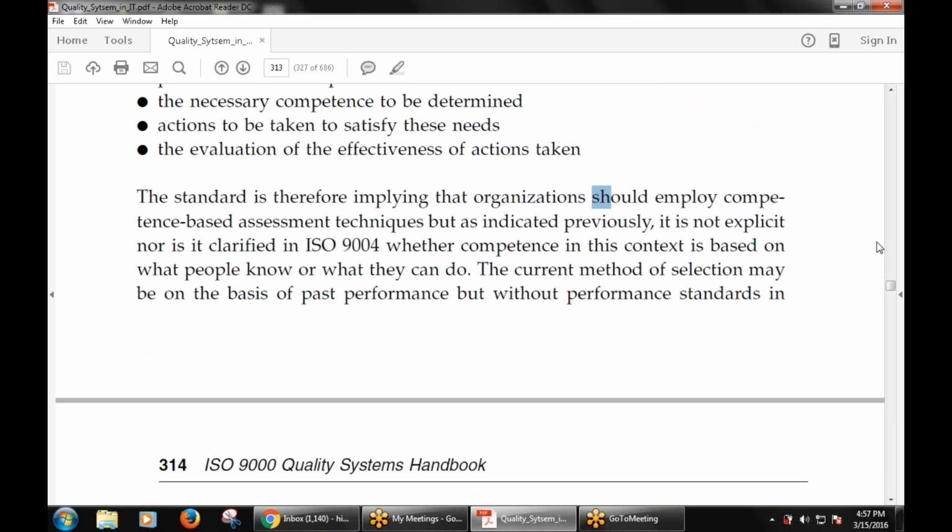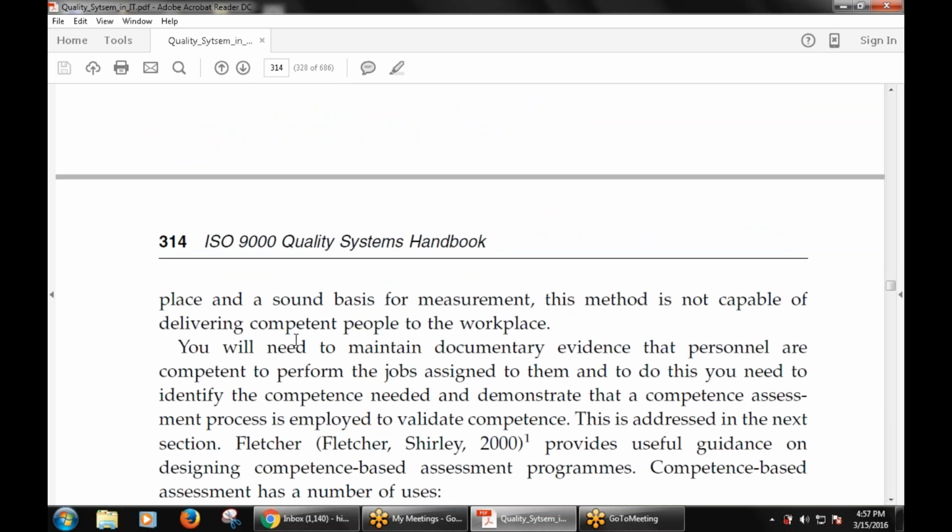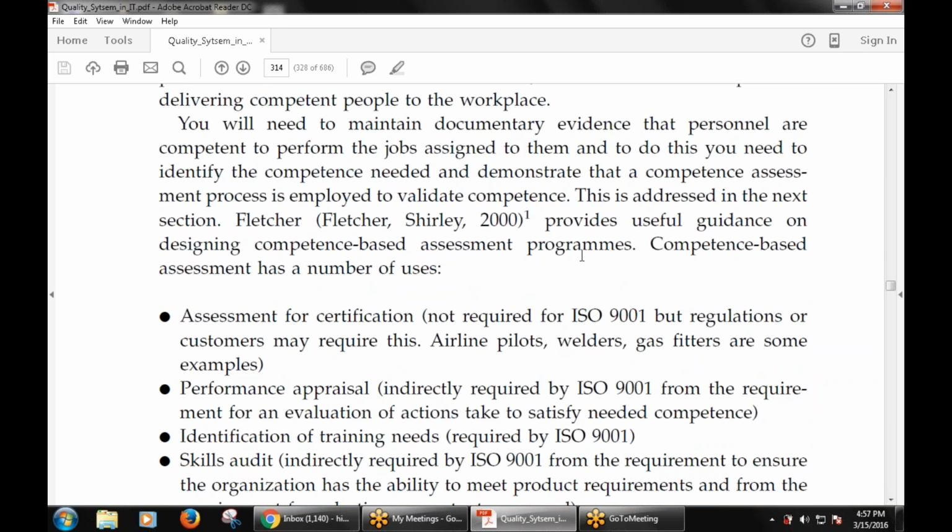The current method of selection may be on the basis of past performance, but without the performance standards in place, there is no sound basis for measurement. This method is not capable of delivering competent people to the workplace. Competent people are required for the workplace, and that is addressed in competence-based assessment programs.